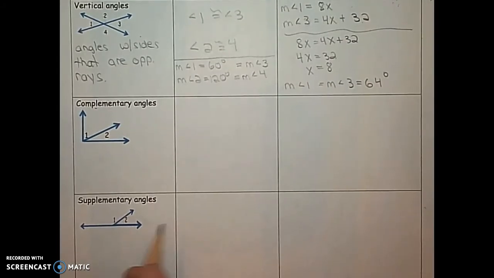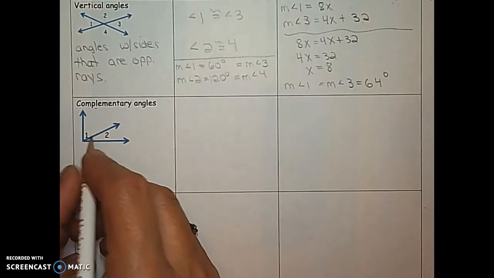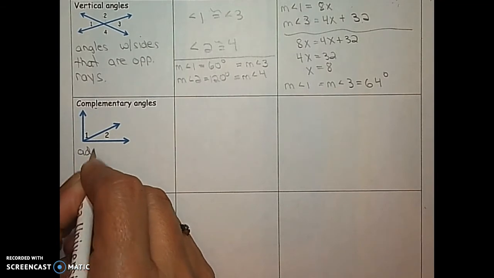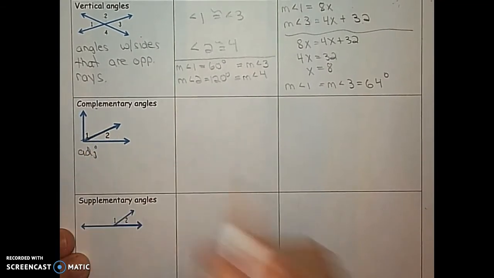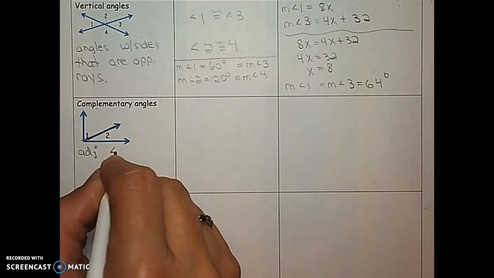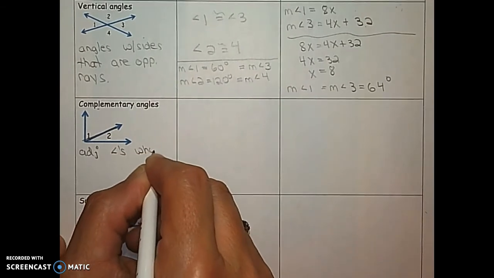Okay, complementary angles. First of all, they are adjacent. Adjacent means they are side by side, or adjacent means they have a common side, which would be here. So these are adjacent angles whose sum is 90 degrees.